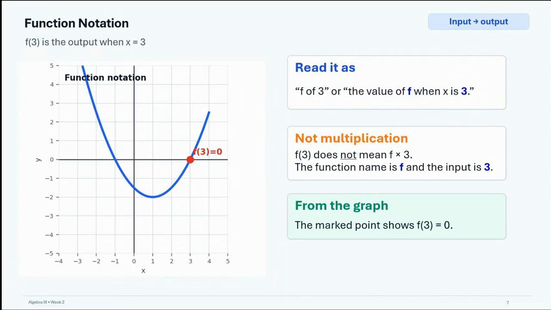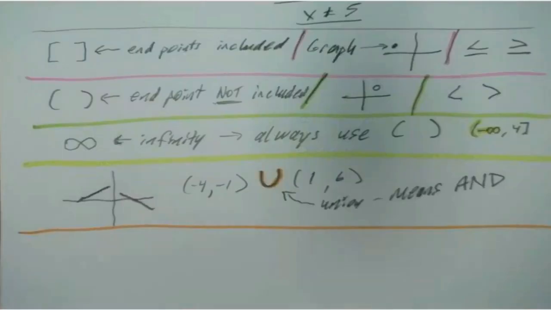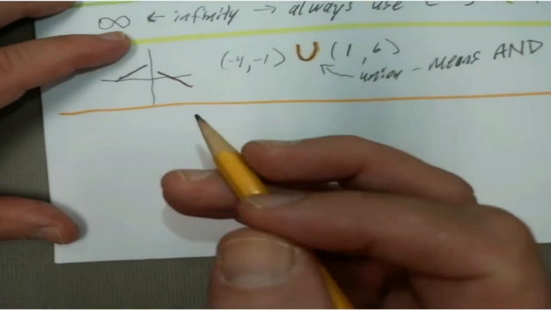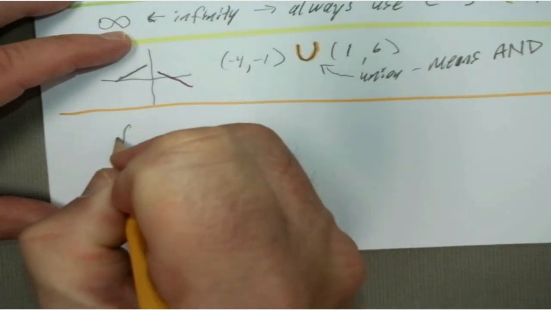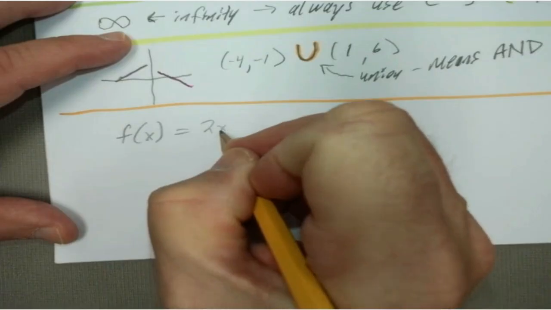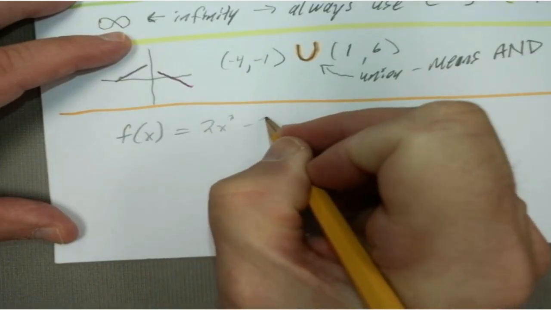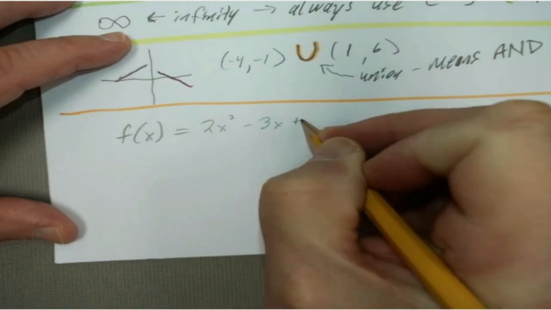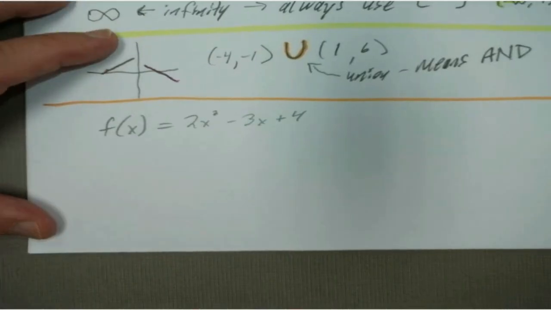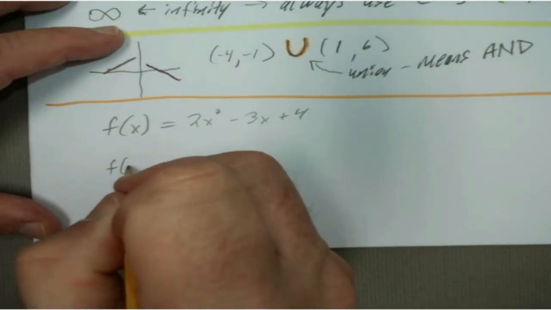So function notation is something we're going to use in a lot of cases. And let's put an example in our notes of how function notation works with an equation. Because if we're going to talk about this, let's make sure we got something in our notes to refer to. So let's say we have an equation: f of x equals 2x squared minus 3x plus 4. Okay, so we have an equation, and we're going to find f of 3.